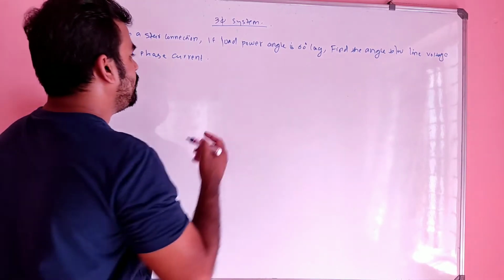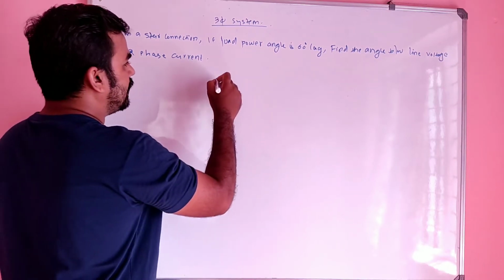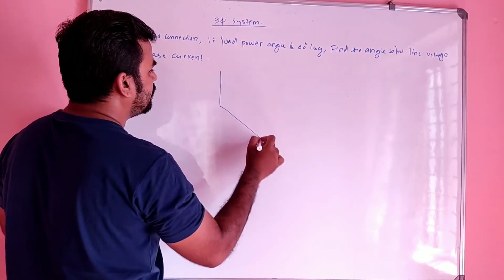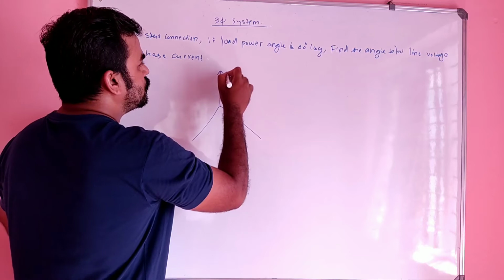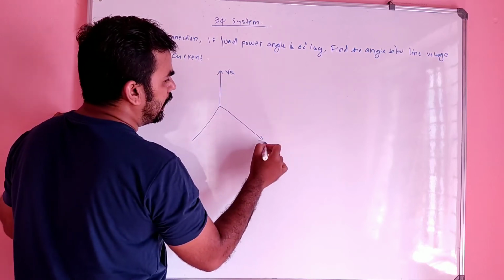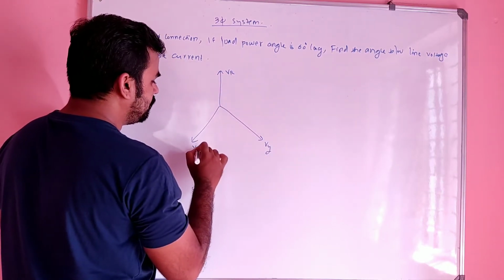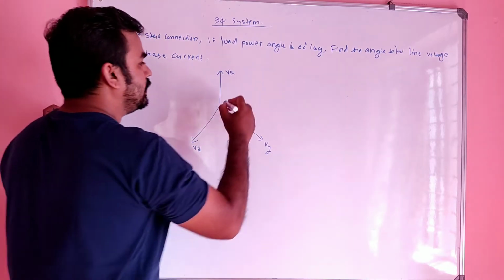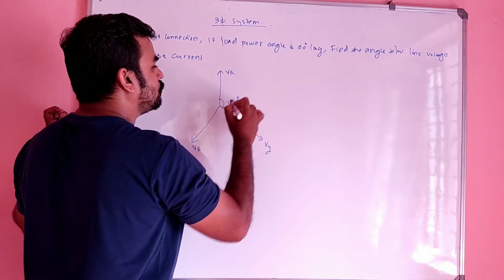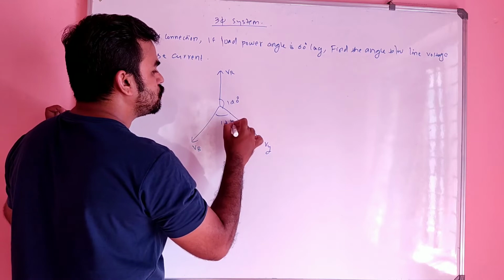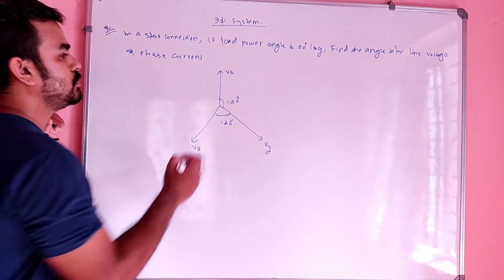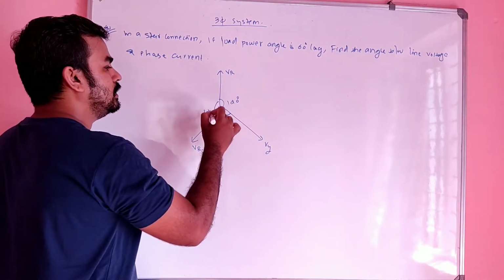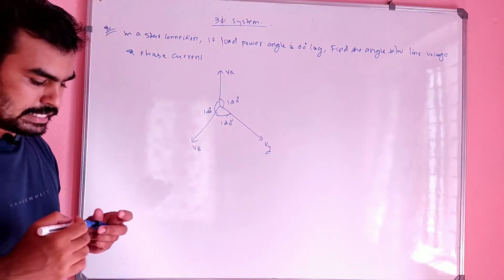Let's see. We have learned that in a star connection, or in a delta connection, anything, the phasors VR, VY and VB will be like this, and they should have a phase angle of 120 between them. Here also it is 120, and here also it is 120 degree. We learned this, right? That is the balanced three-phase supply.